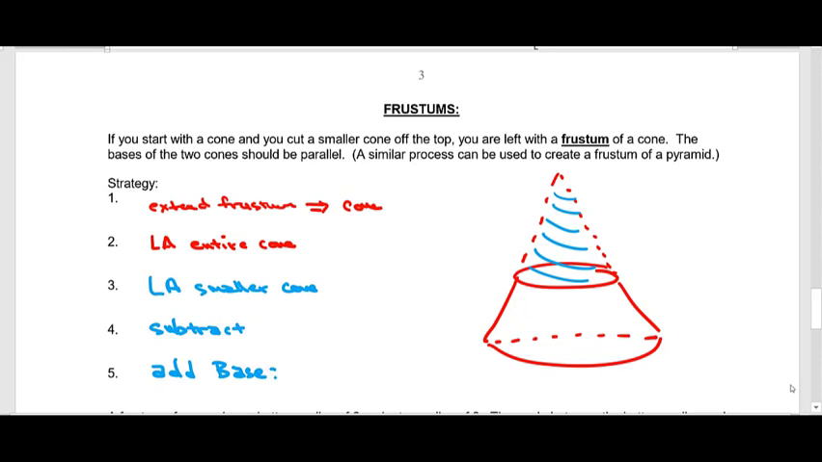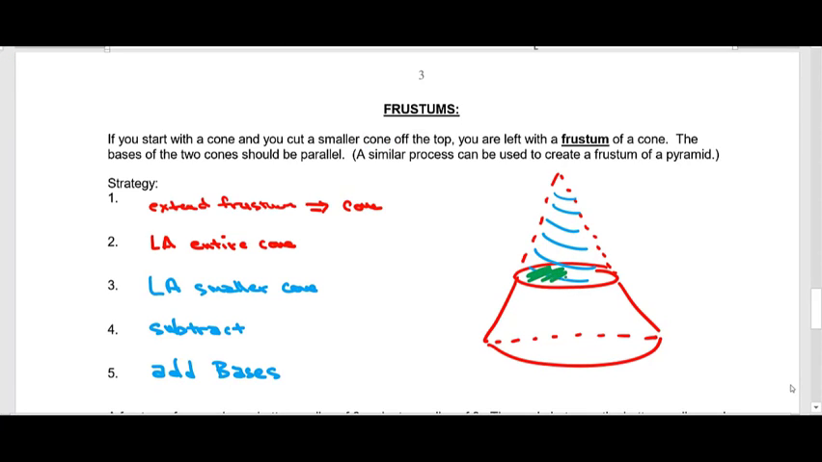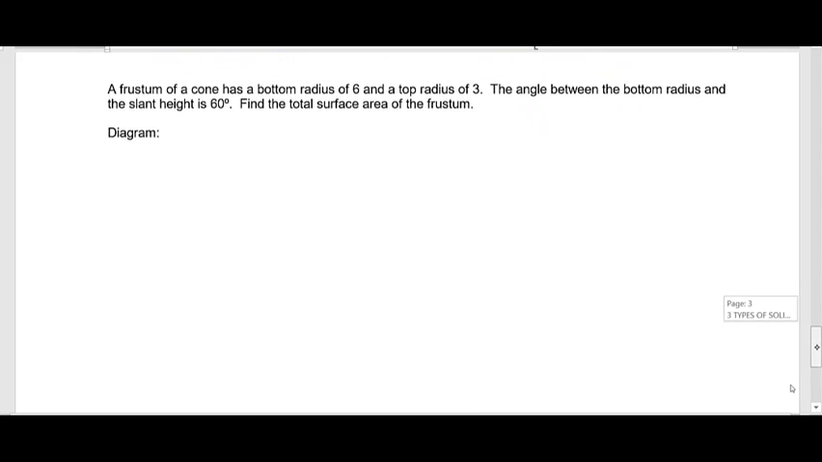And I'm going to end up with two bases because I'm going to have a base here and I'm going to have a base here. Remember, the original shape for a frustum was that figure right there. Looks like a lampshade. Okay, so let's try an actual problem down here.